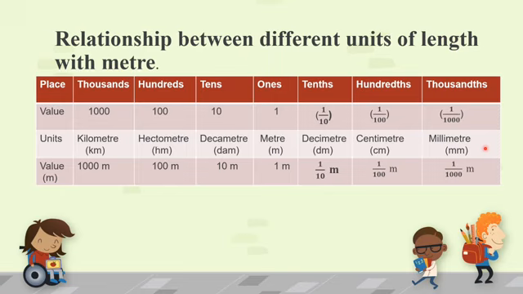And then representation in the form of value will be according to the value of the place where every unit is standing. So 1 by 10th, 1 by 100th, 1 by 1000th. And as we move towards the left, it will be 10 meter, 100 meter, 1000 meter.